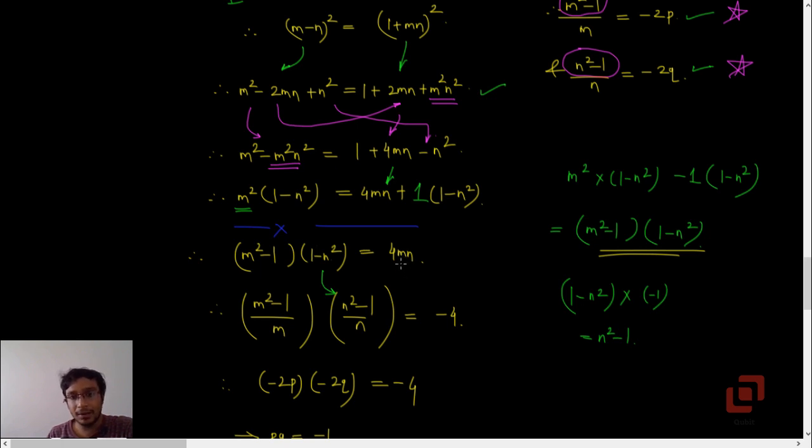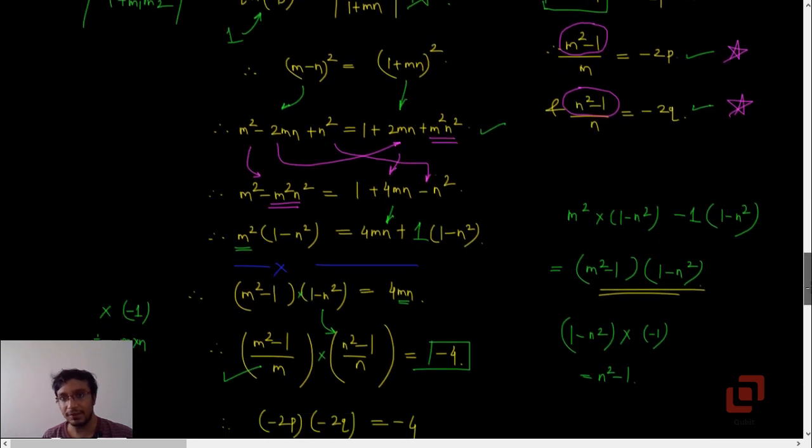Okay, and then I have divided both sides by mn, so eventually we will get m squared minus 1 upon m as the first term into n squared minus 1 upon n equal to minus 4. Okay, so in this step I have done two things. First, I have multiplied both sides by minus 1, and then I have divided both sides by m into n. Okay, so the RHS became minus 4 and the LHS became m squared minus 1 upon m into n squared minus 1 upon n. And then you go back to these relations that we got.